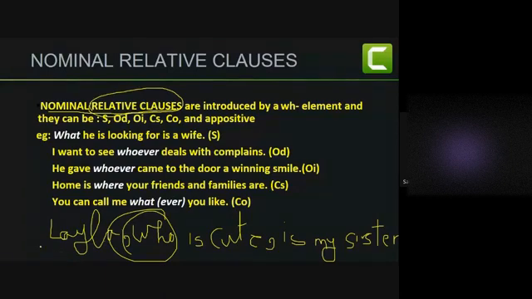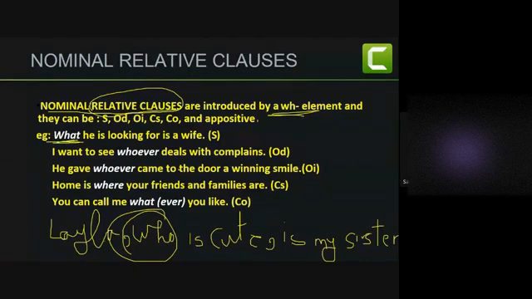This relative clause is always introduced with the WH element. By WH element we mean who, what, where, wherever, etc. They can be subject, direct object, indirect object, subject complement, object complement, and appositive. For example, what he is looking for is a wife. Here, what functions as a subject.